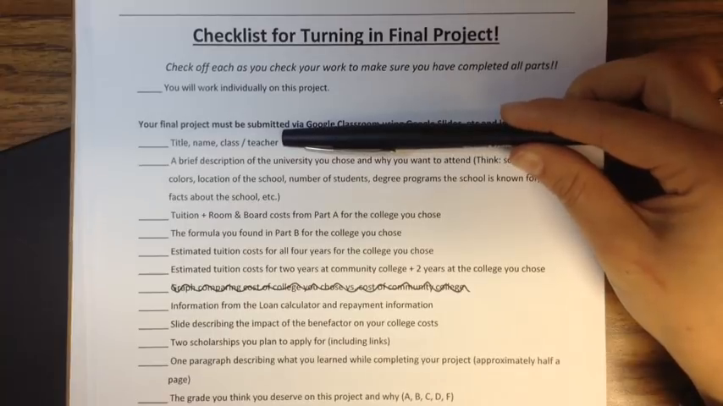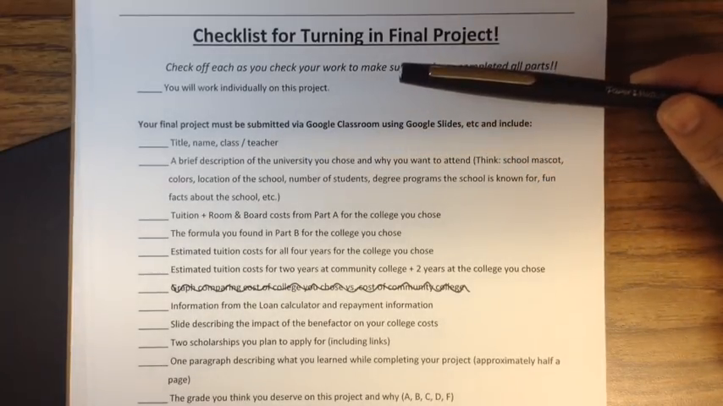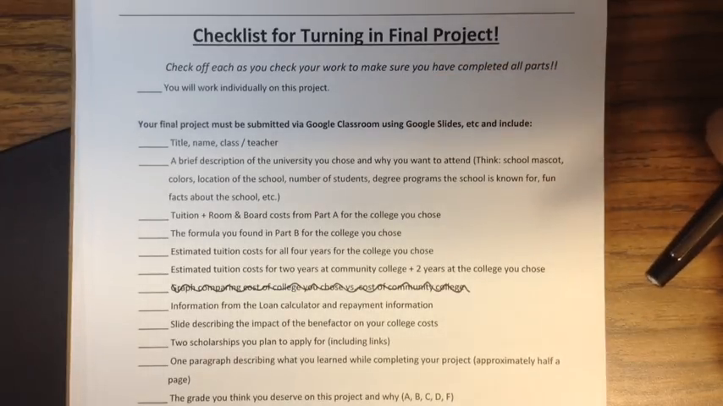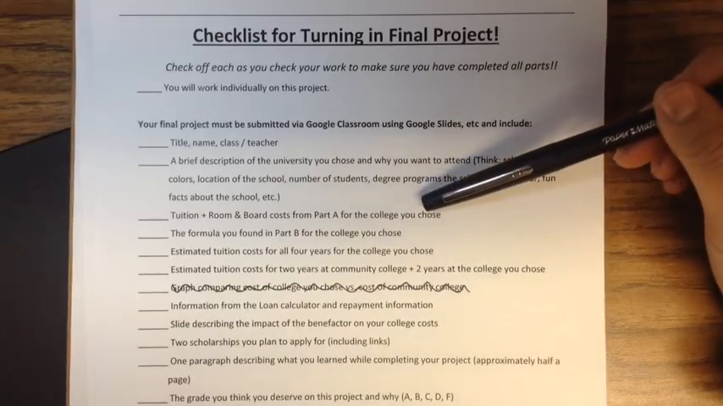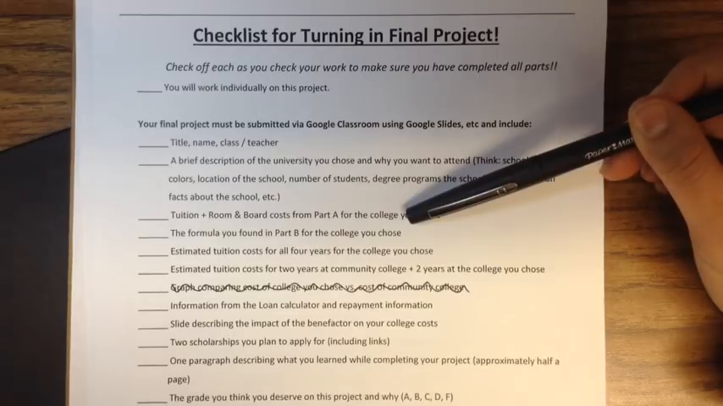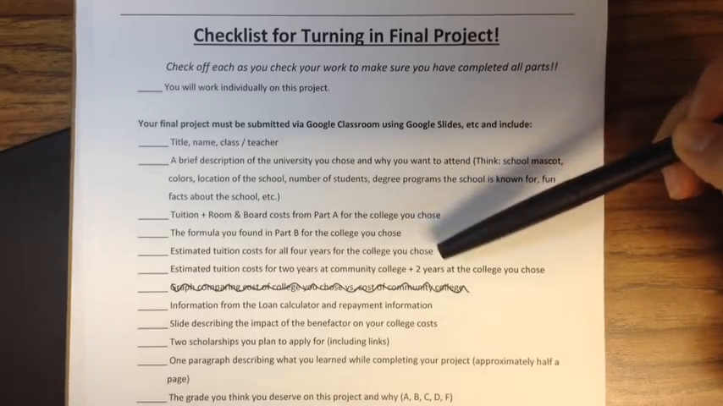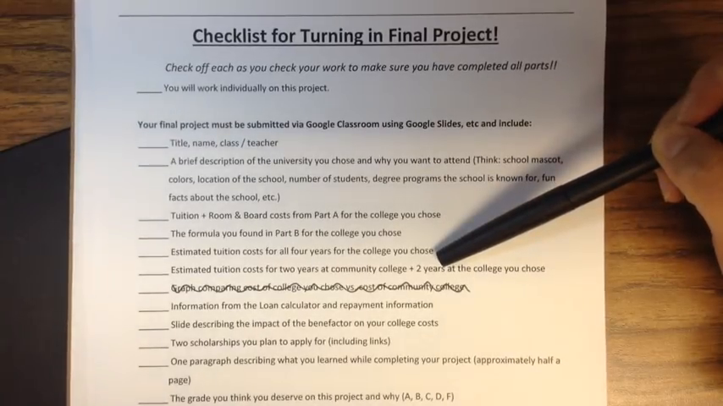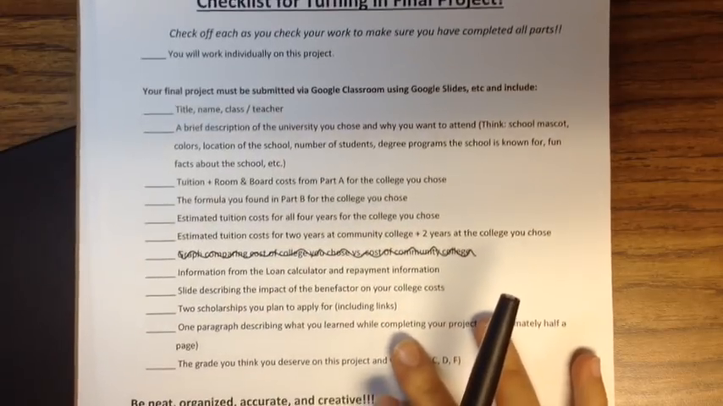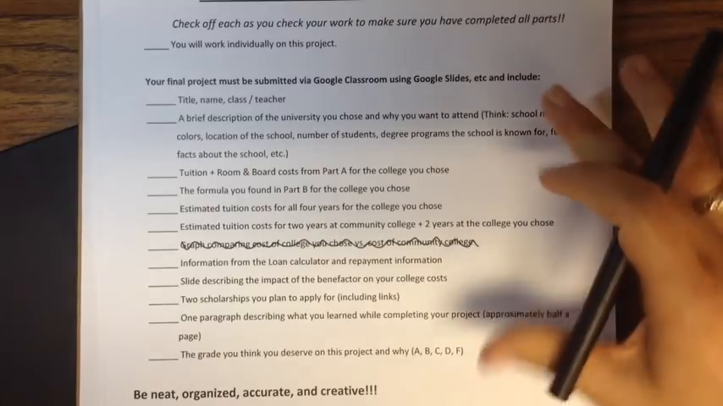The front of the page should have your title, name, class, and teacher. The second page, or a couple pages, should be a brief description of the university, things about it, and why you want to attend. Make sure it has your degree plan. You're going to tell me about the tuition and room and board costs from Part A, the formula in Part B, estimated tuition costs for all 4 years for the college you chose, for 2 years in a community college, all the things we talked about. It does say graph comparing the cost of college you chose versus the cost of community college. Just mark that out. We're not going to do that. You do not have to graph it for me.